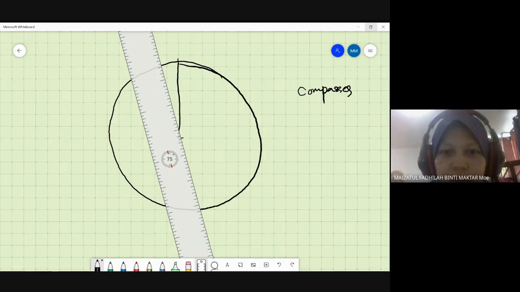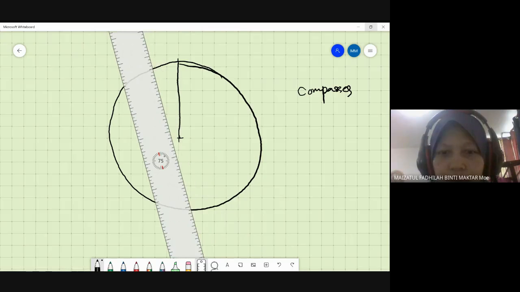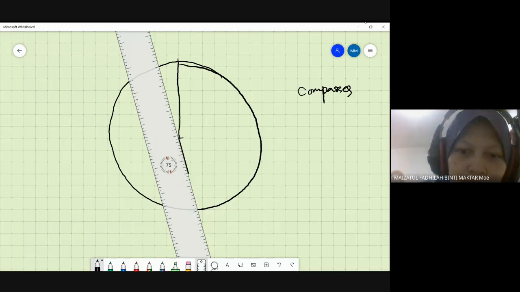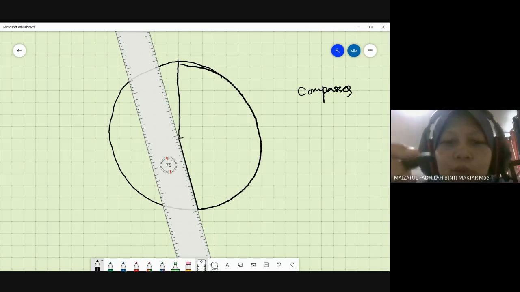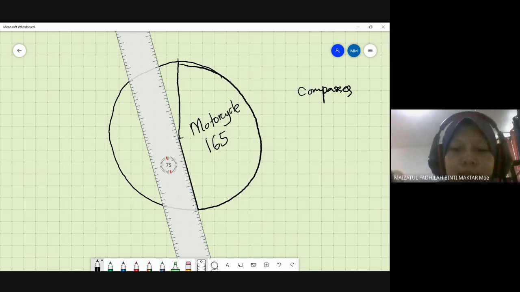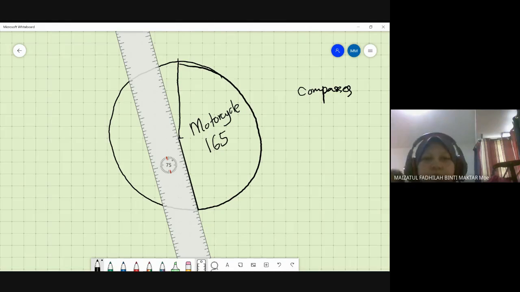Example. Okay, so I draw here. Very beautiful. So this one I write down as motorcycle, 165. Because this is 90, I just add here. Then we draw car, 82. Car 82 means 100.